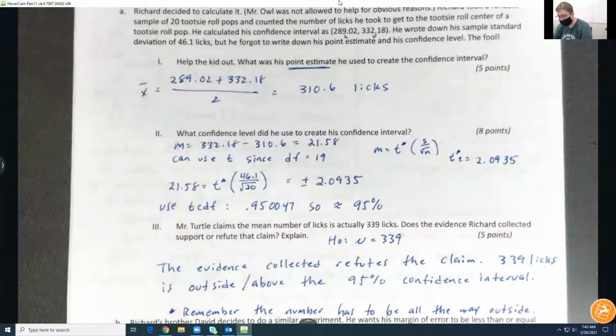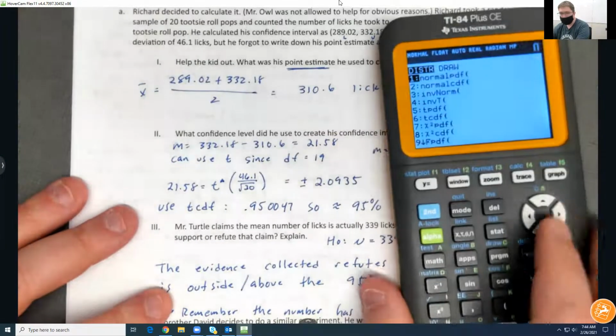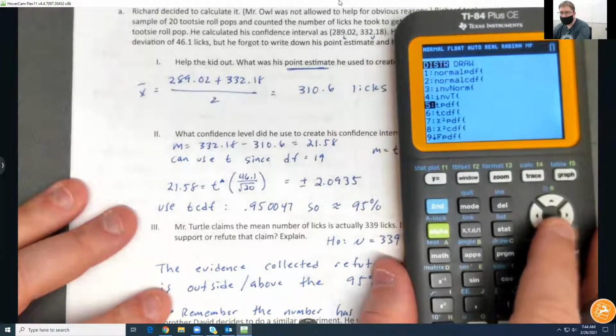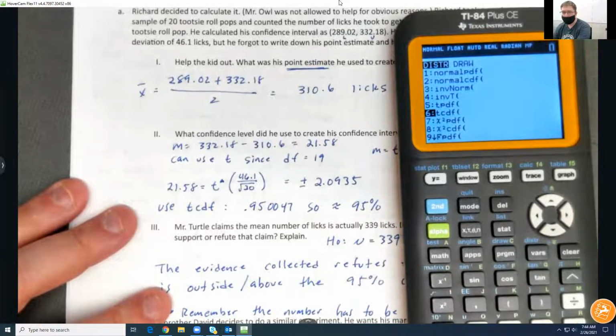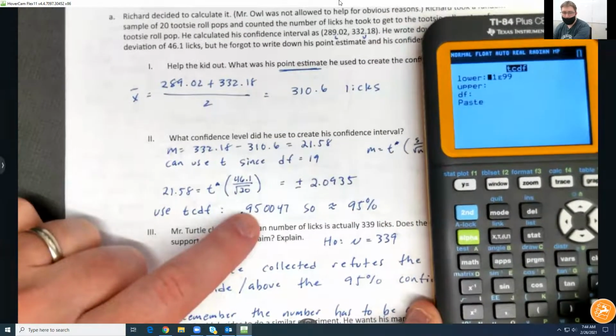So TCDF, I believe, is number 6. So second vars, we go down to number 6. There it is. So don't use TPDF. We never use that one. Go down to number 6. And then it's going to ask you for an upper and lower limit.